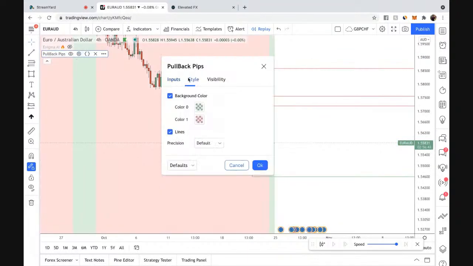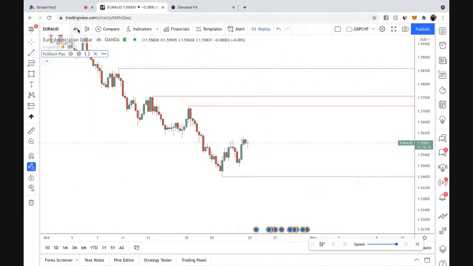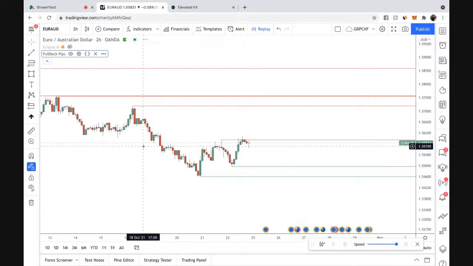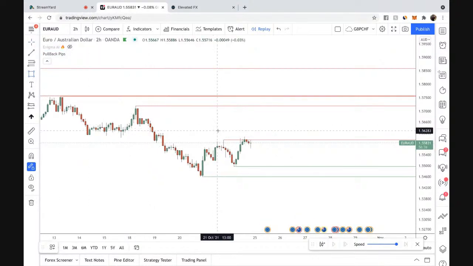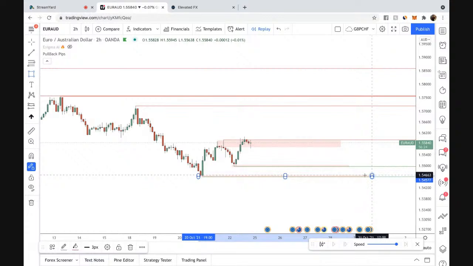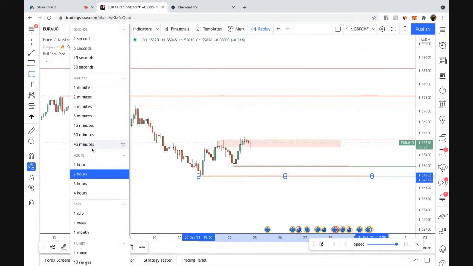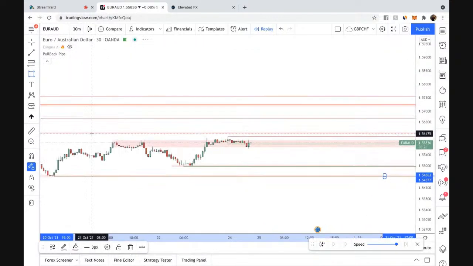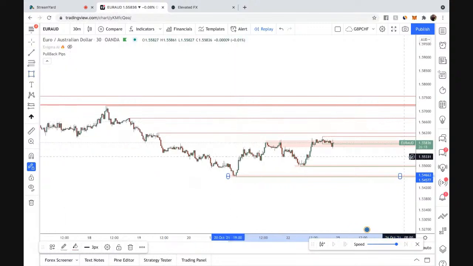All right, let's forget about the pullback background. Let's just look at our structure. And as you're going from that 4-hour to that 2-hour, to that 1 hour, you're going to be able to start identifying some of the key levels of price that you're going to see the market react off of, right? And you're noticing that we're doing this on the bigger time frames because the smaller time frames are going to react off of them, right?